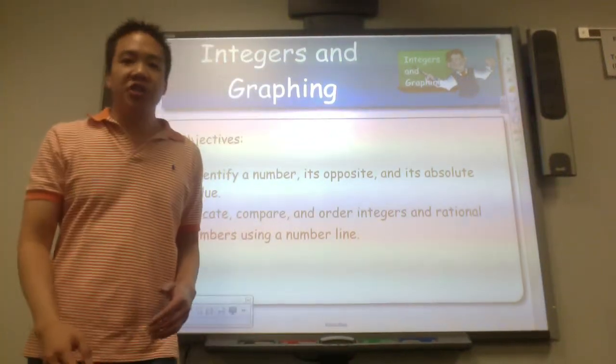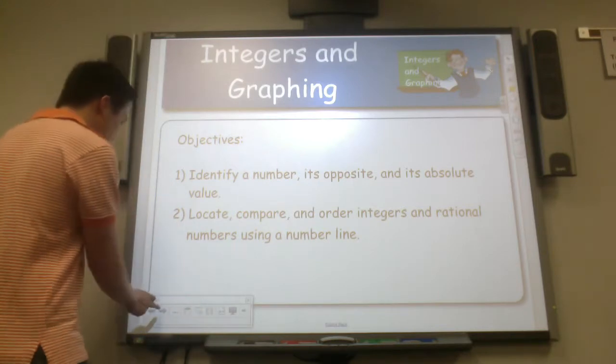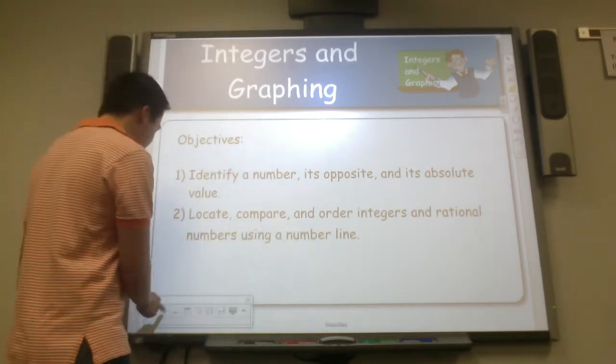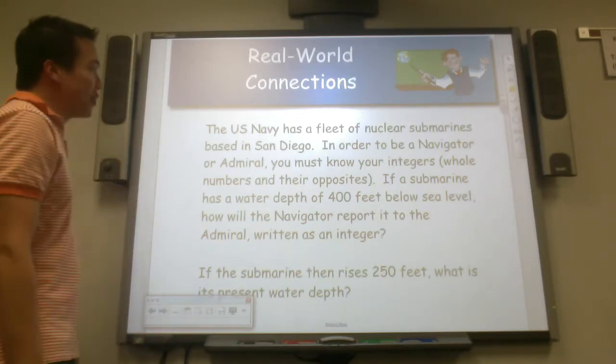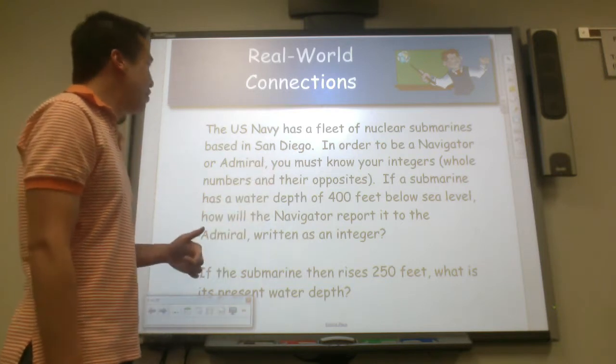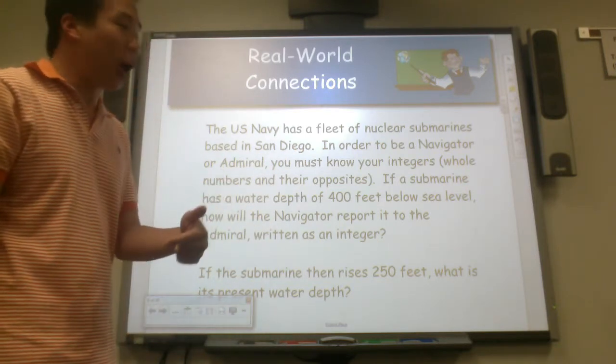Today our topic for study will be integers and graphing. Again, integers are whole numbers and their opposites. The U.S. Navy has a fleet of nuclear submarines based in San Diego. In order to be a navigator or admiral, you must know your integers, whole numbers, and their opposites.